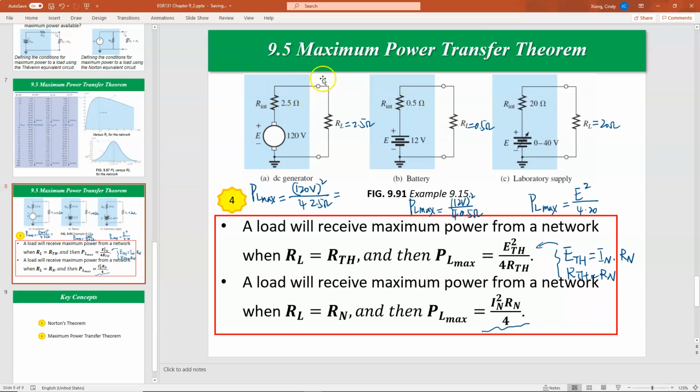So don't think too much about the maximum power transfer theorem. Try to get the Thevenin equivalent circuit or the Norton equivalent circuit first, and then set your RL equal to the RTH. Then you will get the maximum power for your load.